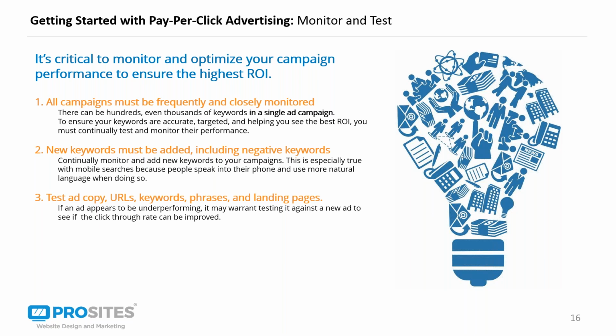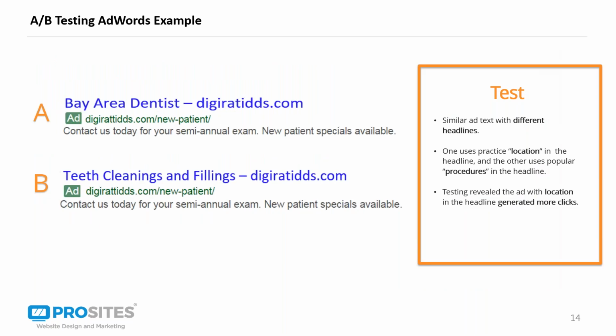You also want to try testing things. Test your headlines, test your copy, test the keywords. Here's just one example of testing headlines. The ad copy is the same, the URLs are the same. The only thing different is one calls out the location and the other calls out the procedure. You might test and you might find that the location actually does better. So then you would stop that second ad and then maybe test something else later.